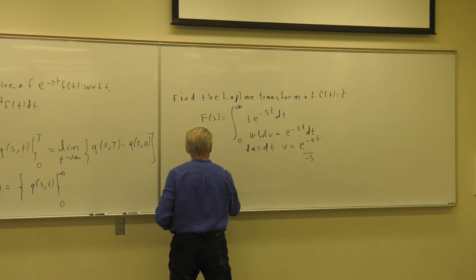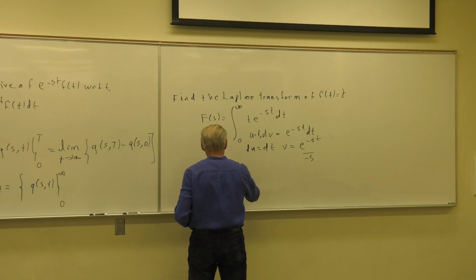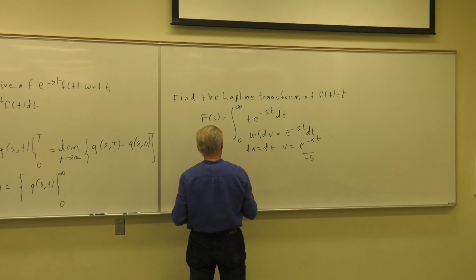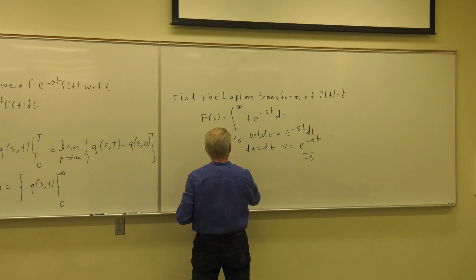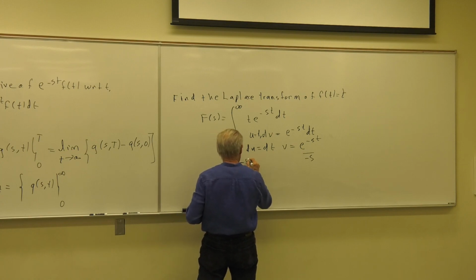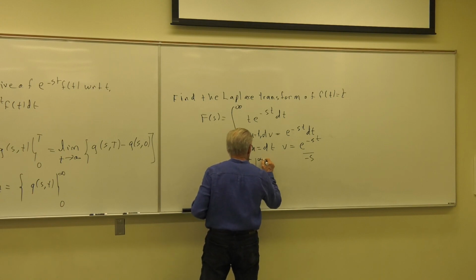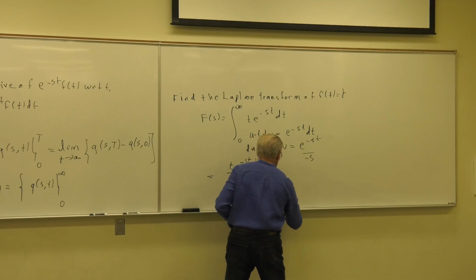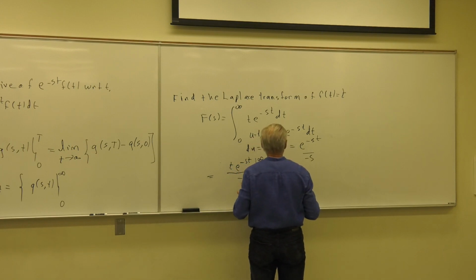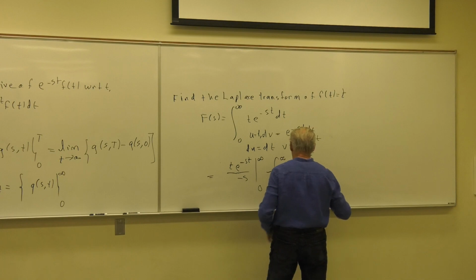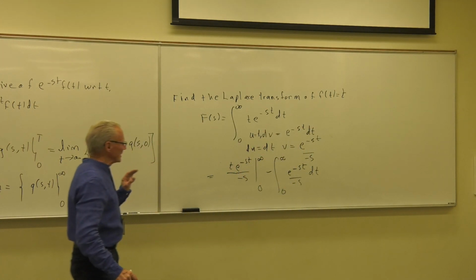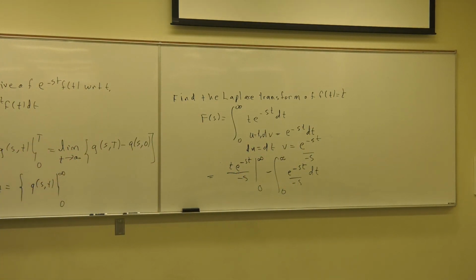So we can now say the integral is equal to, we're going to use integration by parts. What do we write? uv, t times e to the minus st over minus s, evaluated from 0 to infinity, minus the integral from 0 to infinity of v du, so e to the minus st over minus s dt. So there's what we're looking at if we use integration by parts.